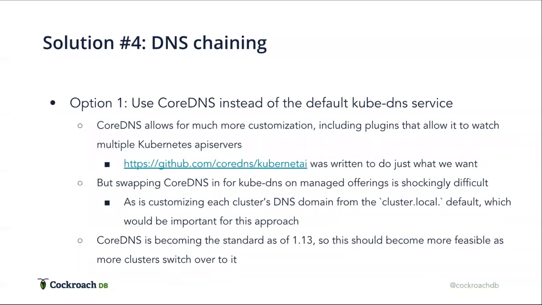However, CoreDNS is becoming the standard DNS server as of 1.13. So maybe this is going to get more feasible. Setting up a custom DNS domain might still be very difficult, so there would still be that roadblock. And unfortunately as well, the Kubernetes plugin that we would want to use doesn't come in the default CoreDNS Docker image that gets used. So it would still have some difficulties, but this is becoming more and more feasible over time as CoreDNS becomes the standard for Kubernetes.